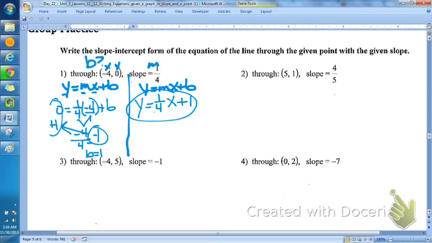Alright, question number 2. Again, if they give you the point and the slope, I just write y equals mx plus b once and twice.